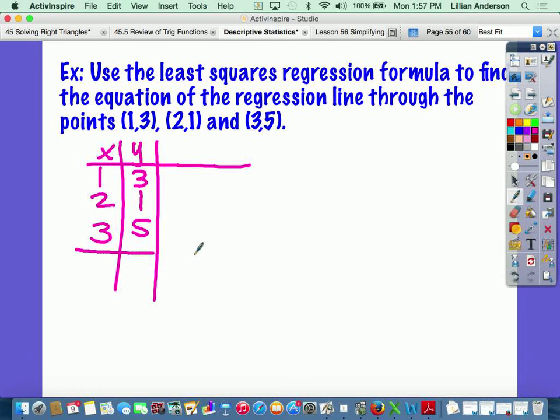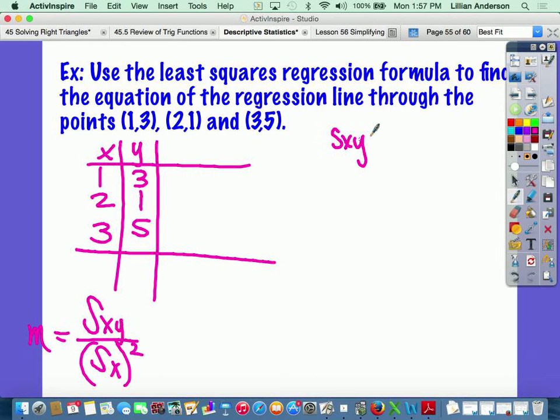That's your formula to find your slope. I could keep flipping back and forth, but hopefully you wrote it down, so I don't have to keep flipping. S sub xy was the summation of x and y together, so we have to do x times y. What's x times y? 3, 2, and 15.